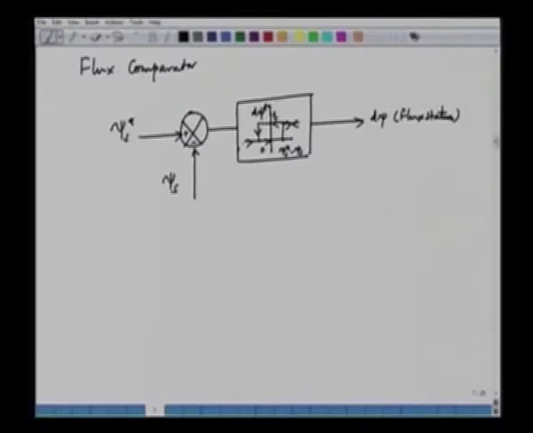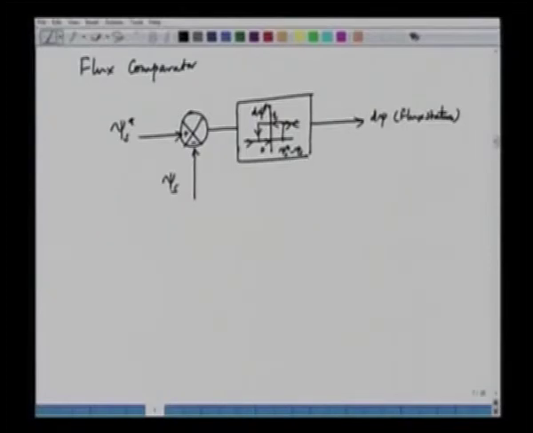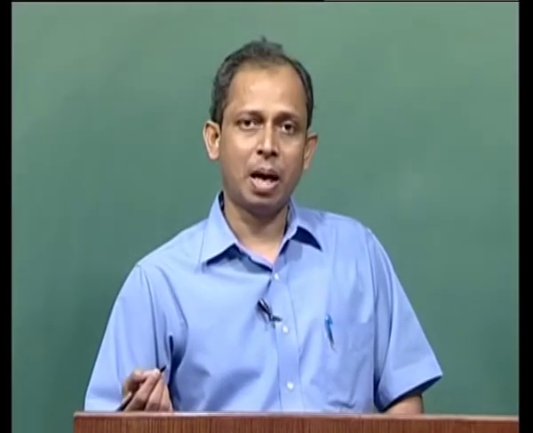So, in the y axis we have the flux status, in the x axis we have the flux error, that is psi s star minus psi s. This is called a two level flux comparator. It means when the flux error goes beyond a certain band, the flux status is high, and when it goes below a certain band, the flux status is low.